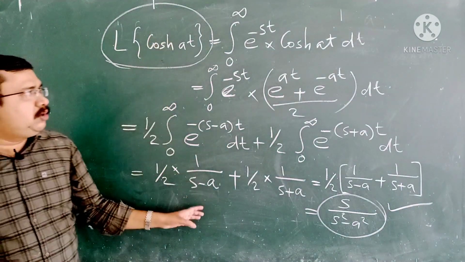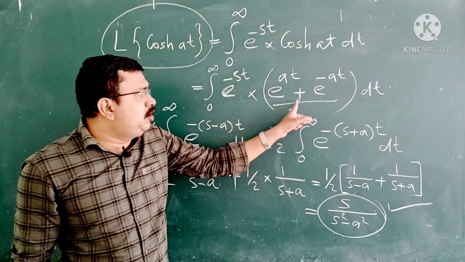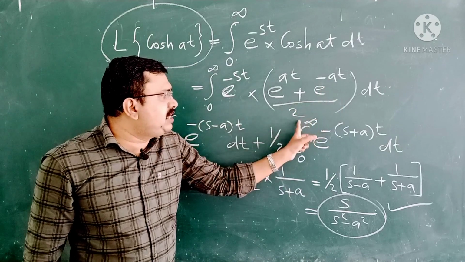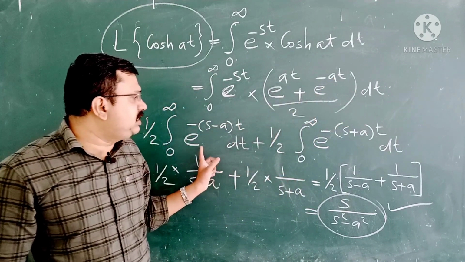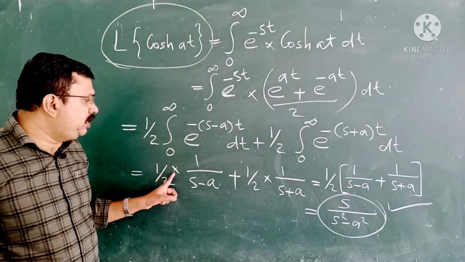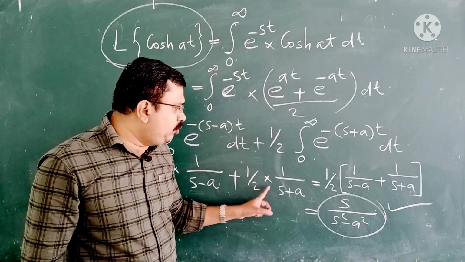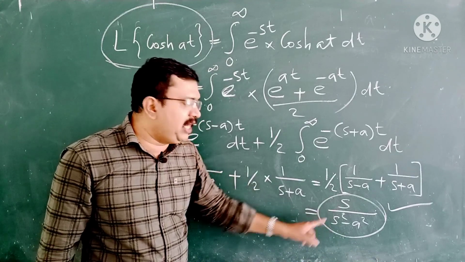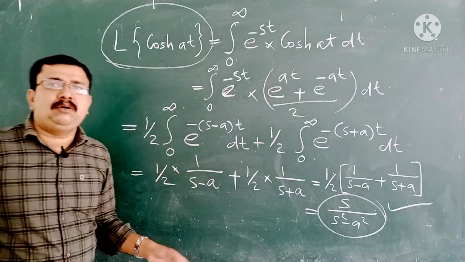Please write down on your notebook. Remember that cos h at is equal to e raised to at plus e raised to minus at, divided by 2. We are splitting these two functions, then we will get like this. This one is equal to 1 by 2 into 1 by s minus a plus 1 by 2 into 1 by s plus a. The final answer is s by s square minus a square. Okay. Please write down on your notebook.